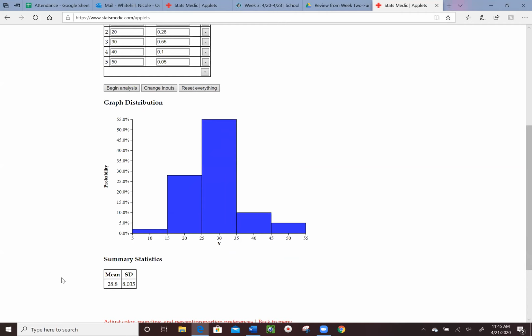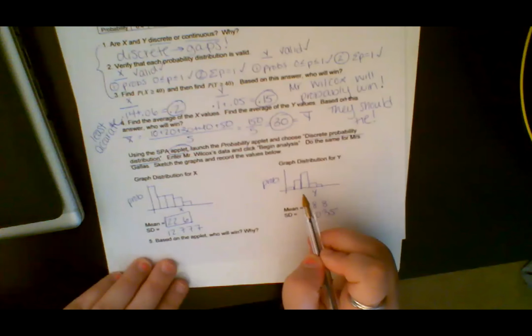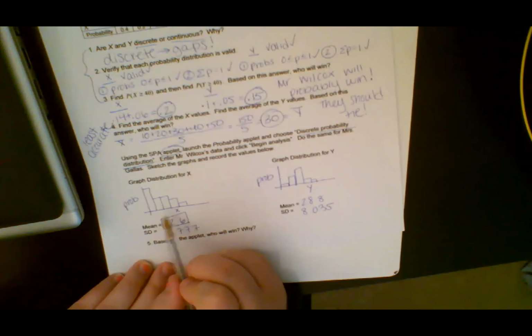Her mean is 28.8, and her standard deviation is smaller, which means the spread of her data is going to be smaller than the spread on average of Mr. Wilcox's data. So moving back over here, I copied down a rough sketch of what these things look like. Okay, notice the shape is drastically different than Mr. Wilcox's. His is bigger on the left, hers is bigger in the middle.